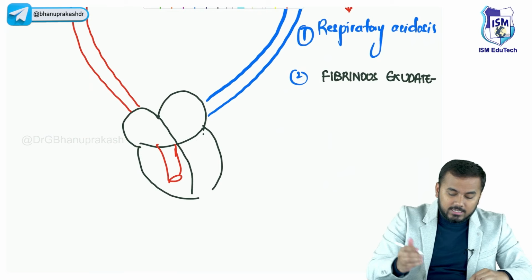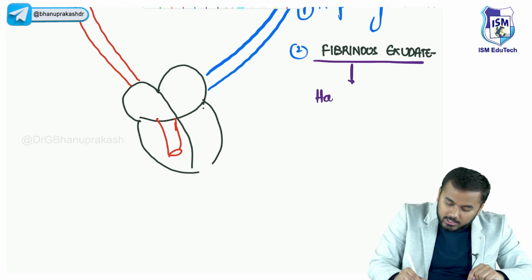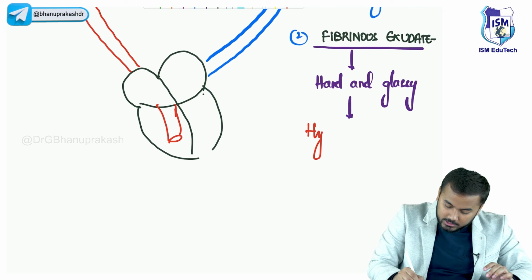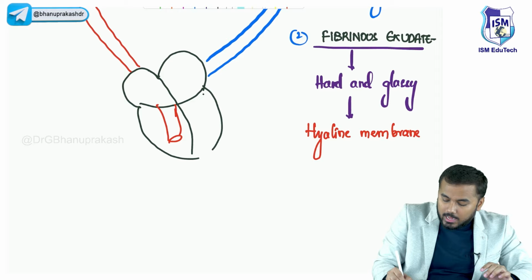So after some time, in the long run, the proteins within this exudate become hard and glassy. This hard and glassy layer formation is called the hyaline membrane. That is why you call it hyaline membrane disease.